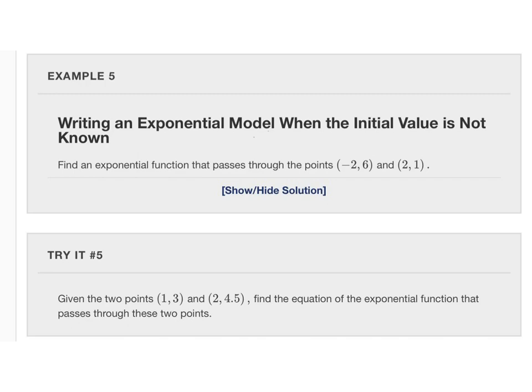So this is example 5. It says writing an exponential model when the initial value is not known. And if you look at these 2 points, do you see them? -2, 6, and 2, 1. The problem here is I don't have any of the points that have a 0 for x. So I can't use either one of them for our initial value. Okay, so somebody remember these 2 points. One is -2, 6. What's the other one? 2, 1.